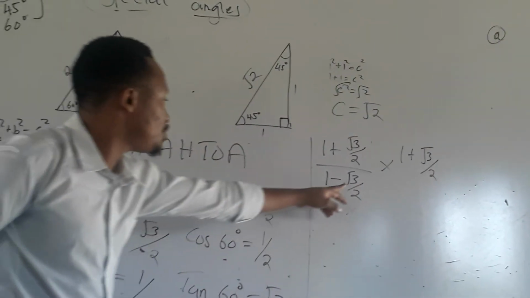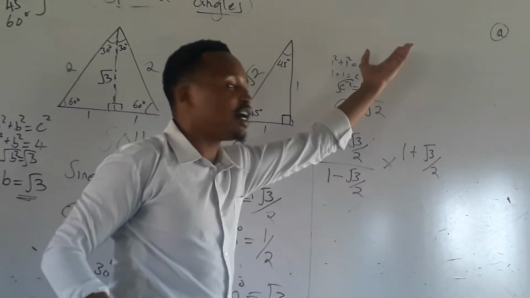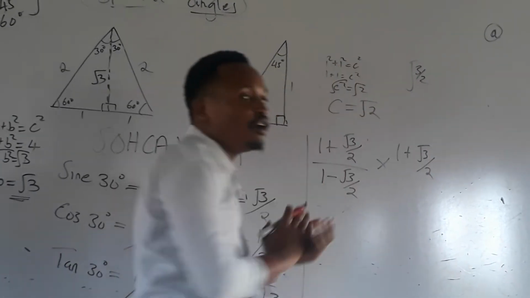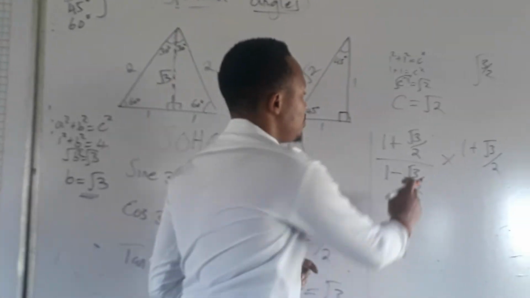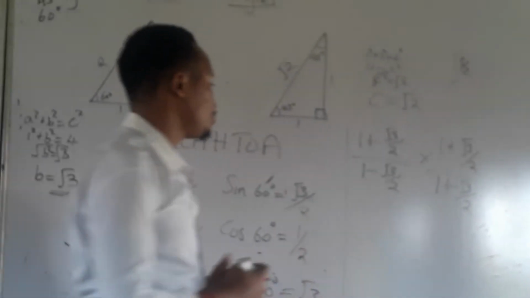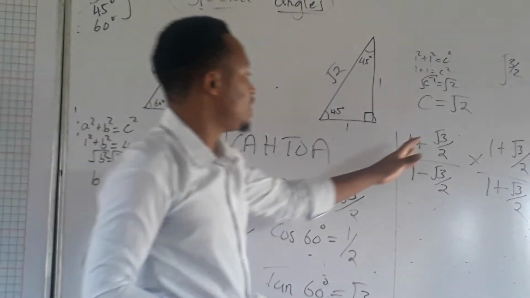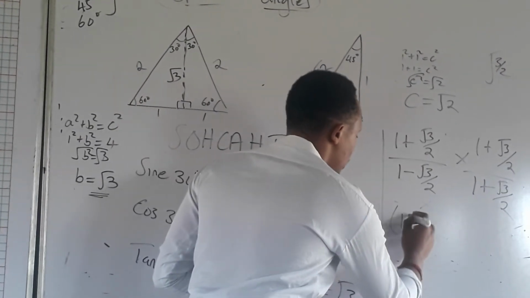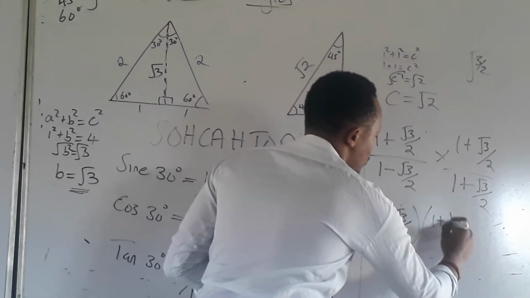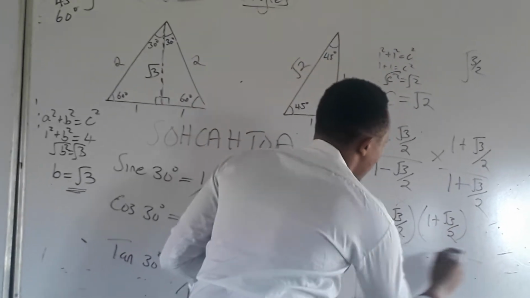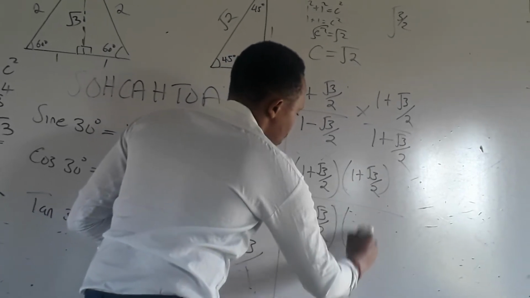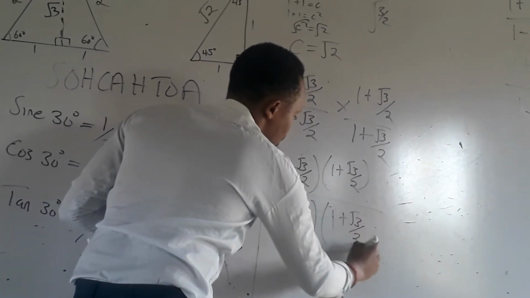Do not confuse. This root 3 is only on top of the 3, it is not like this. It is only the root of 3 that is there. So multiply that by that, and then 1 plus root 3 over 2. Are you together up to there? Yes. Then you multiply it, so it's going to have now 1 plus root 3 over 2 into bracket 1 plus root 3 over 2, then we have 1 minus root 3 over 2 into bracket 1 plus root 3 over 2.